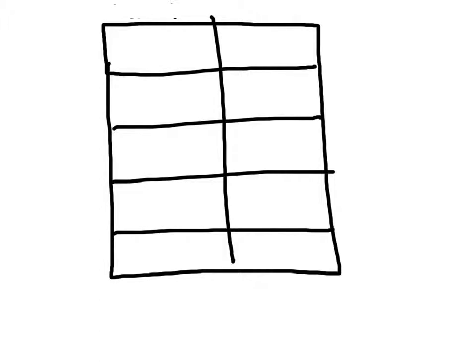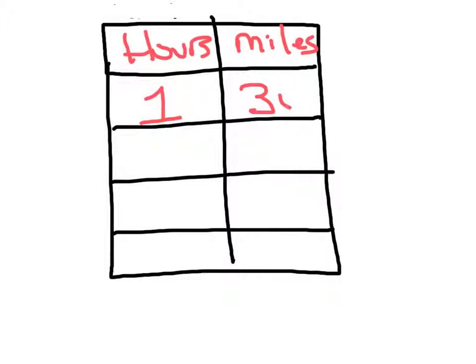We also solved the problem by using a table. And when we do unit rate, on one side of the table, we always put our unit. And today our unit was hours. And on the other side, it's the distance you travel in that hour. And that was our miles. So for our unit rate, we started out with 1 because we knew in 1 hour we traveled the 30 miles.